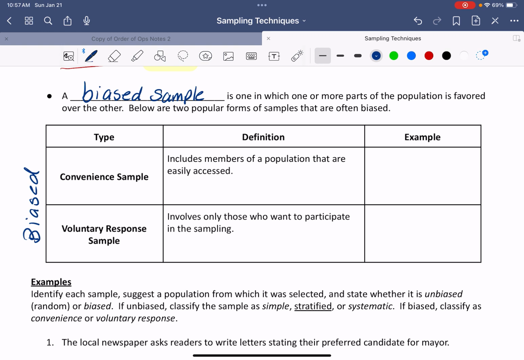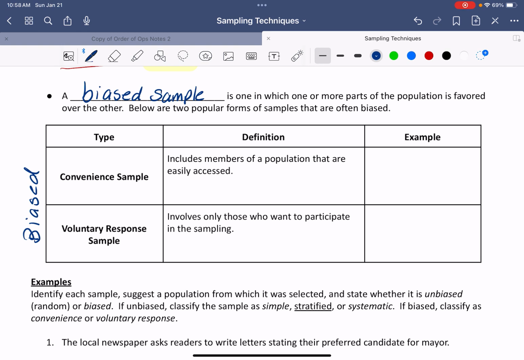The first one is a convenience sample. What do you think the word convenience means? Well, you think about a convenience store, or "that was convenient" when something happens, right? Like when the bread comes already sliced for you, that's convenient, right? It makes your life easier, okay?